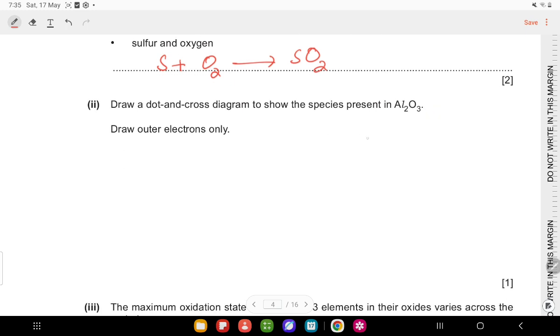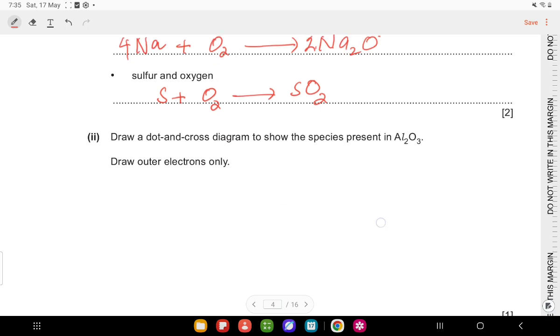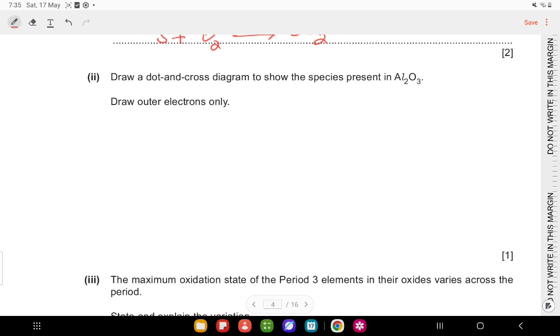Draw a dot and cross diagram to show the species in aluminium oxide. Draw only this, as it is an ionic compound.